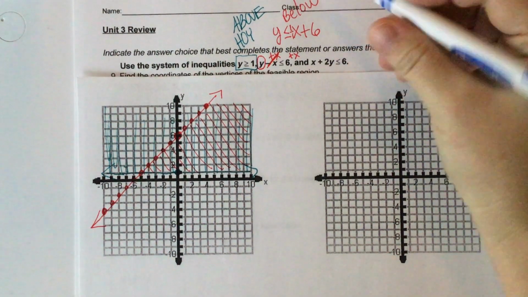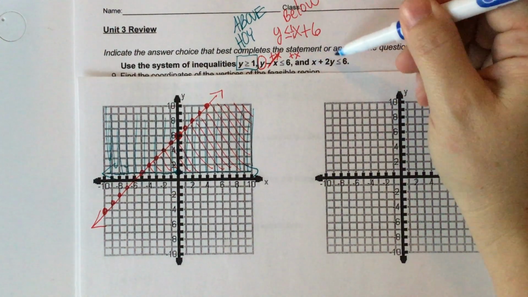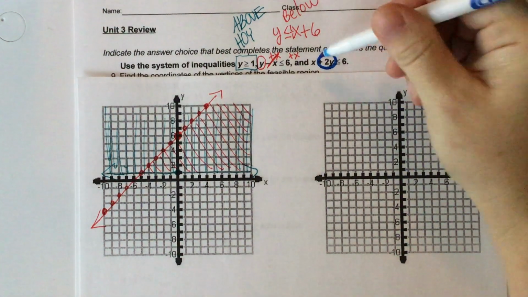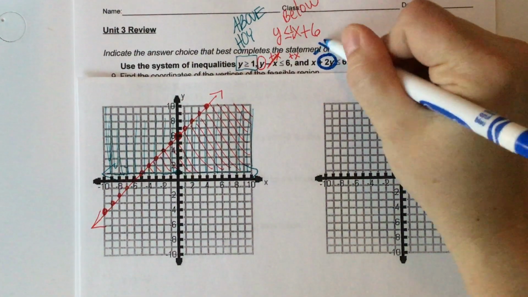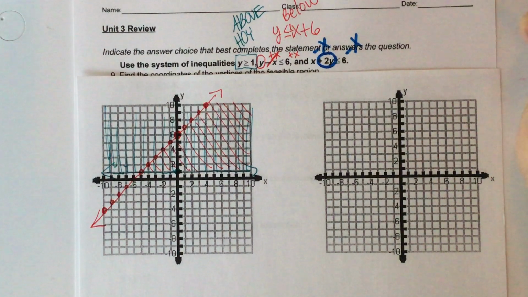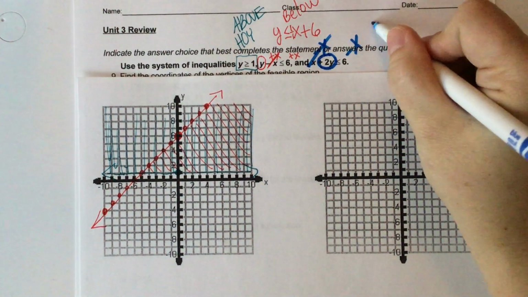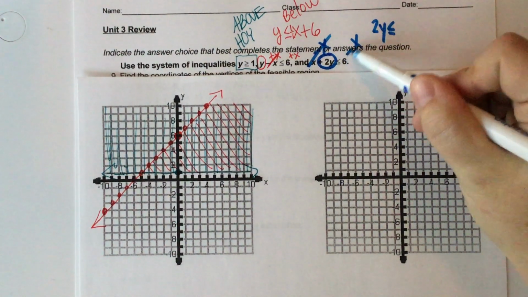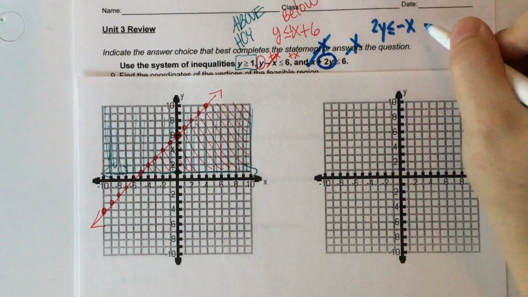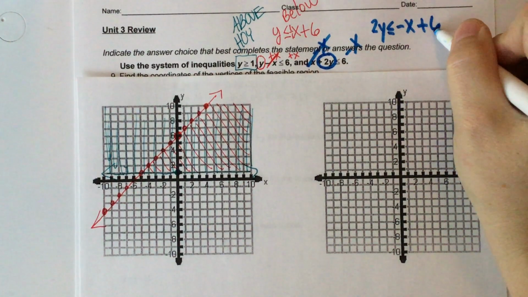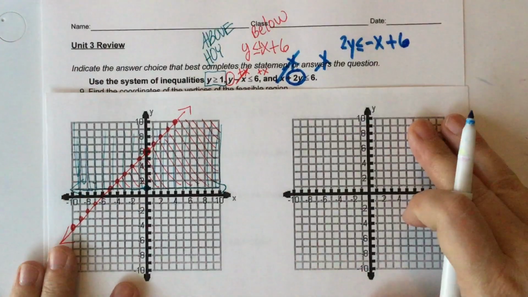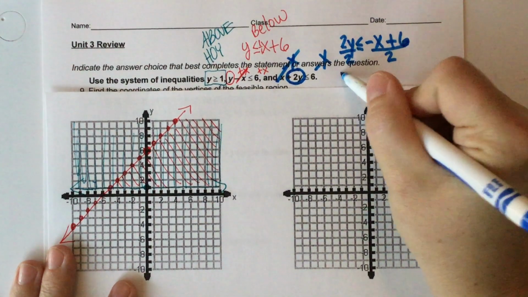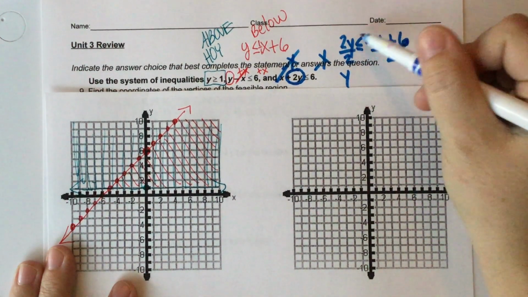Okay, this one will also be diagonal because x and y makes a diagonal line, but I need to solve for y first. So to move the x, I need to subtract it. So the positive 2y would remain. The symbol remains. I'm going to write the negative x first, and the positive 6 after. Okay, I'm not done because I have a 2 in front of the y. So I need to divide both sides by 2. Because I'm dividing by positive, this sign does not flip.